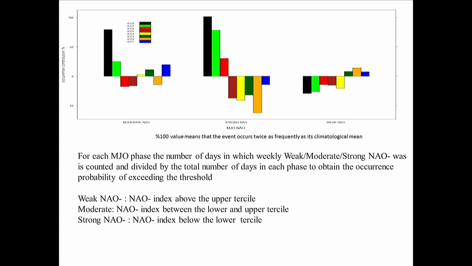We have the same thing for the moderate NAO in its negative phase. We have phase six, phase seven, and phase eight, which are the dominant ones here for this moderate NAO occurrence. So it's the same.